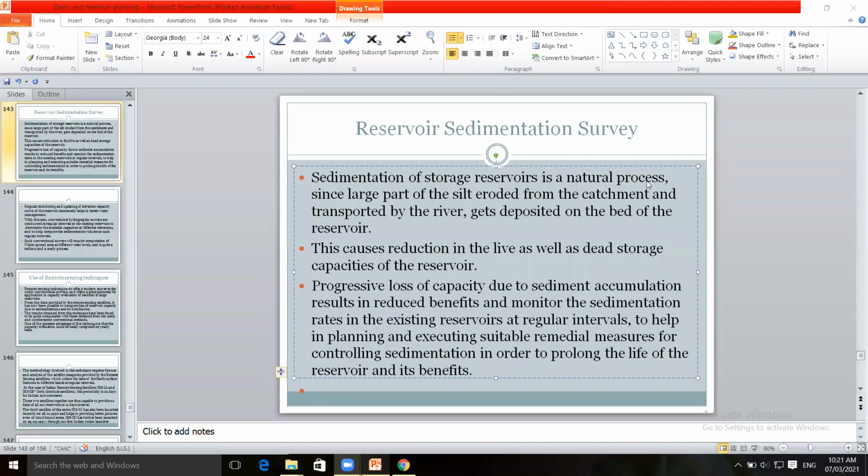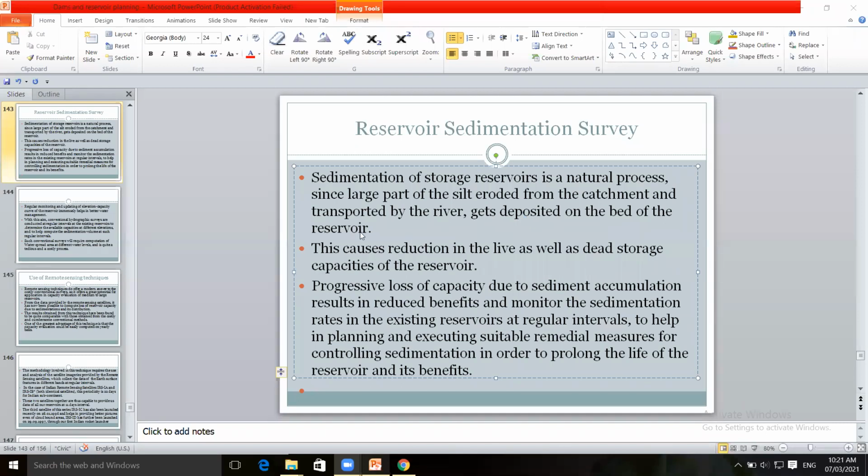The reservoir sedimentation survey. Due to sedimentation, there is a huge accumulation of silt at the bed of the reservoir. A large part of the silt is eroded from the catchment area of the reservoir. The soil, fine particles or large particles, get transported by the river and are deposited at the bed of the reservoir.